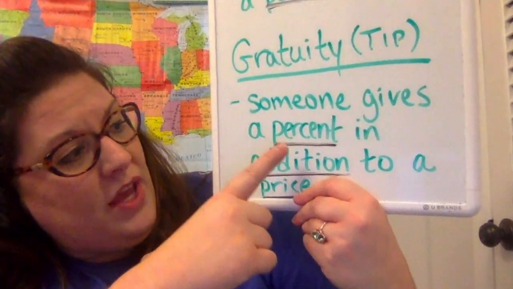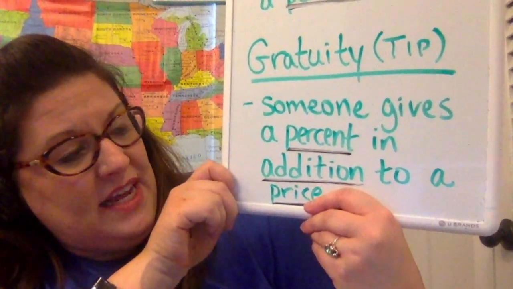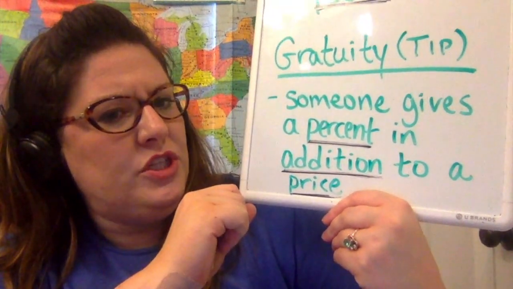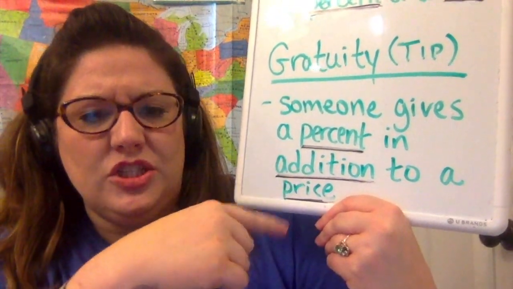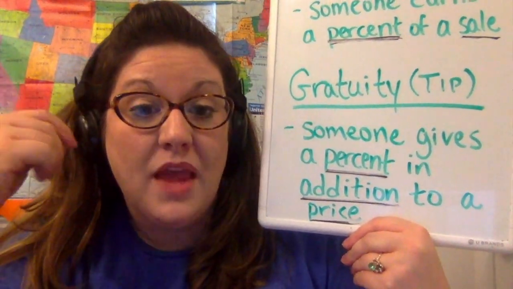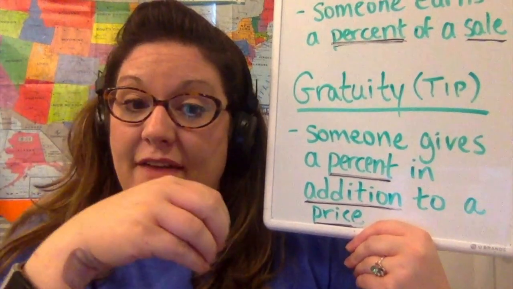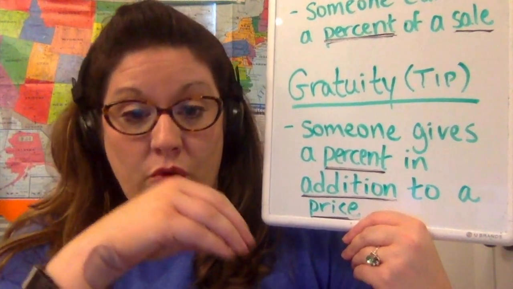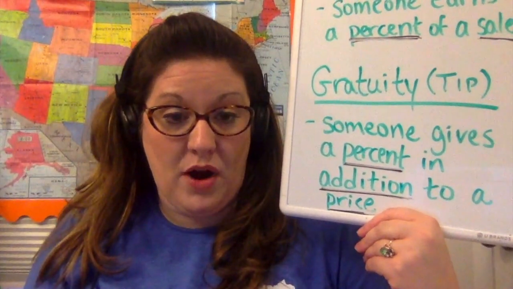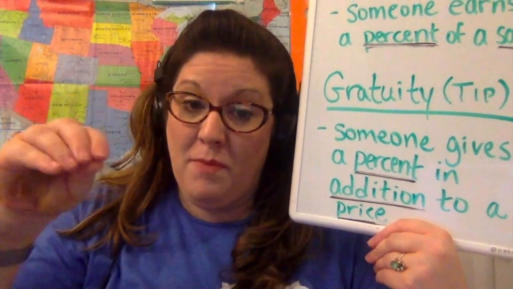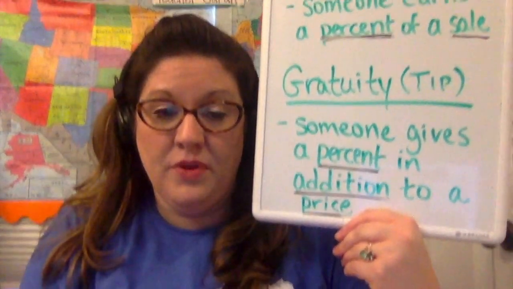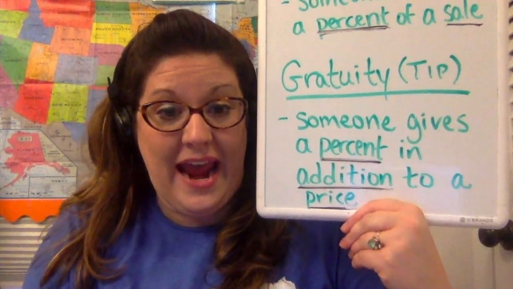A tip is something that someone gives, and it is a percent in addition to a price. Someone gives a gratuity as a percent in addition to a price. So if I'm giving a gratuity at a restaurant, I'll already have my price of my meal. The gratuity is a percent that I give in addition to the regular price. So I take what I pay for my food and I'm adding a percent to that. So notice the word addition here. When we're dealing with gratuities, we're usually going to be adding.